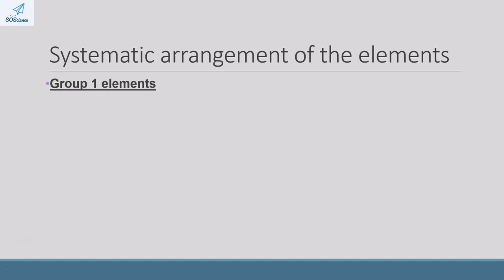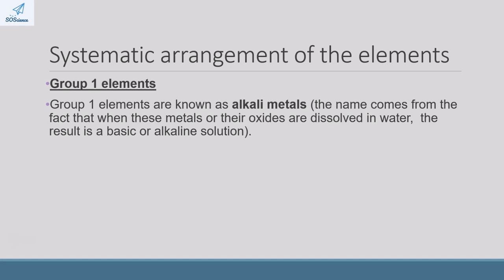Let's zoom in to each group, starting with group 1 elements. Group 1 elements have a special name. They are known as alkali metals. Hydrogen is in group 1 and it is not a metal, but all the other elements are metals.